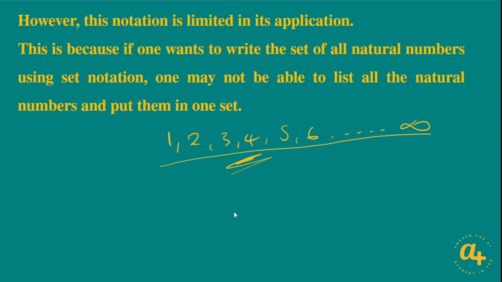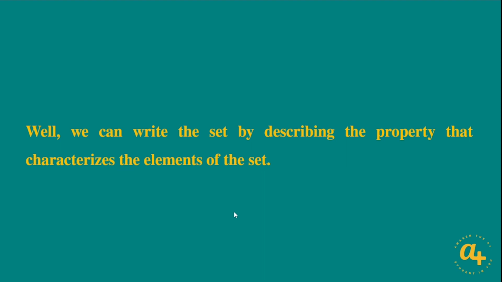How exactly can we deal with this limitation by describing the members of the set between the braces? Well, we can write the set by describing the property that characterizes the elements of the set. I'll repeat that again. We can write the set by describing the property that characterizes the elements of the set. So remember that the set of natural numbers includes numbers like 1, 2, 3, 4, 5, 6, all the way up to infinity. In this case, what we've just done here is list down the elements, but obviously we can't finish listing down because it's continuous.